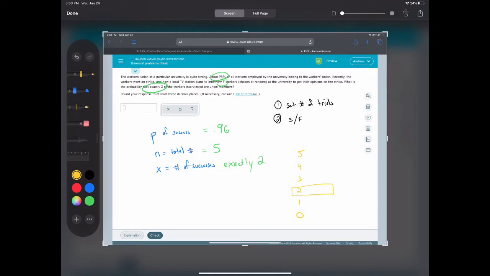If it said less than or equal to 2, what we'd have to do is figure out what the probability that 2 say yes, what's the probability that 1 says yes, what's the probability that 0 say yes, and add all those up. But our calculator is actually going to do that for us.